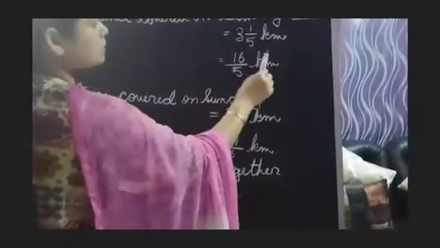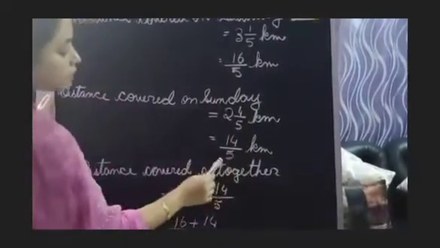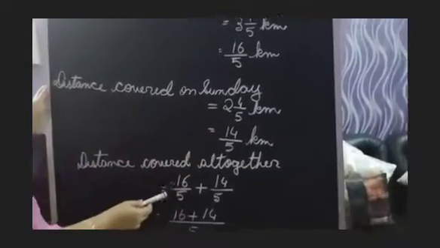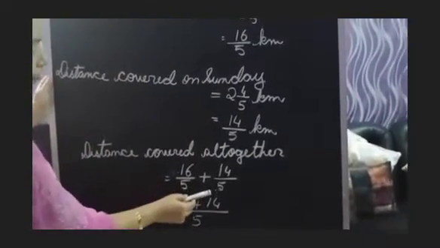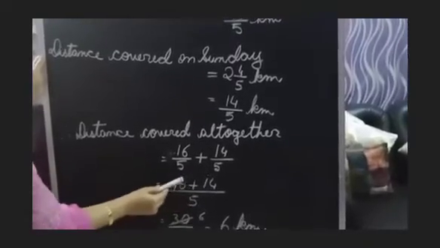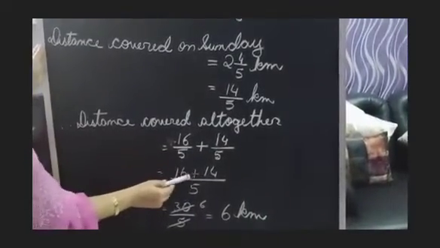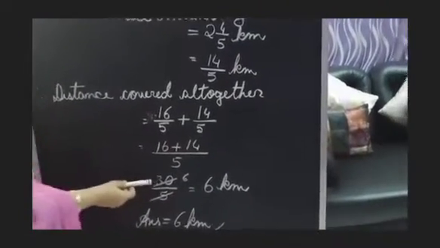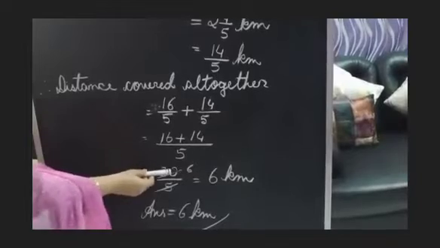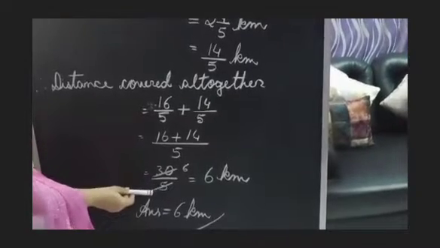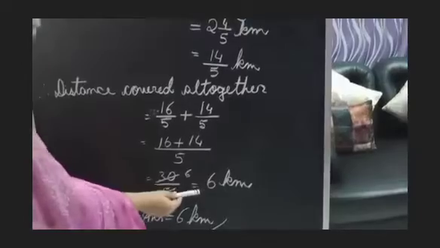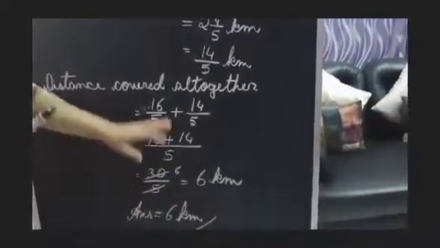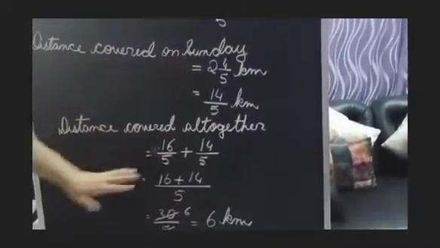So now distance covered altogether. The distance he covered on Saturday plus the distance he covered on Sunday. So 16/5 plus 14/5. Now here the denominators are the same, so we will just add the numerators and we get 30/5. Now 30 and 5. 30 is a multiple of the 5 table. So 5 one time, 5 six times. So what is the answer? 6 kilometers. This is the distance which he covered altogether on Saturday and Sunday.